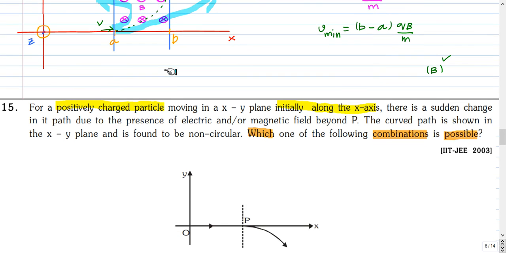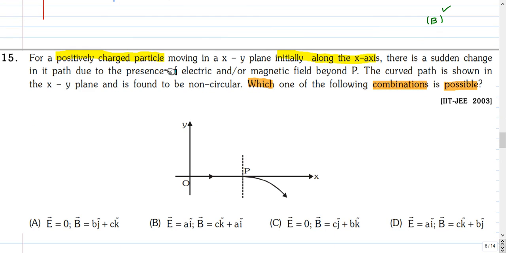Let's move to the next question. For a positively charged particle moving in the xy plane initially along the x-axis, there is a sudden change in its path due to the presence of electric and/or magnetic field beyond point P. The curved path is shown in the xy plane and is found to be non-circular. Which of the following combinations is possible? You can pause and attempt this question.